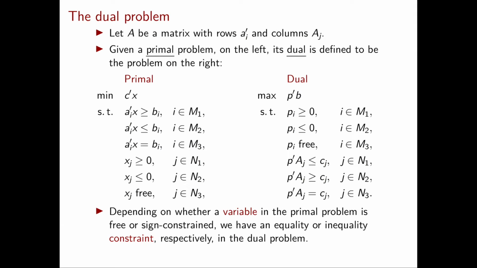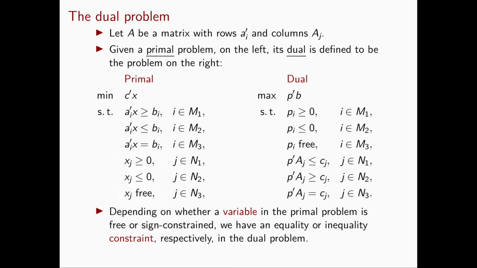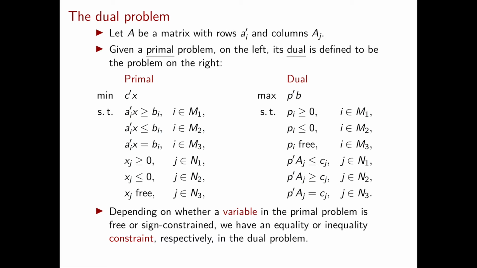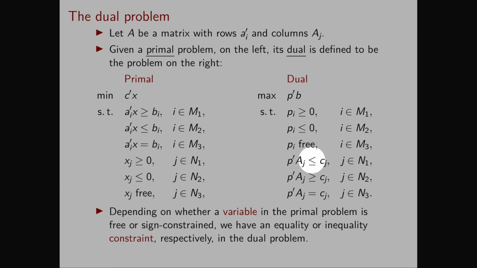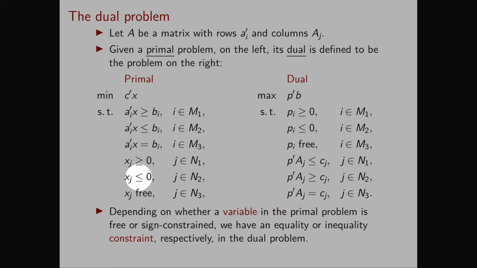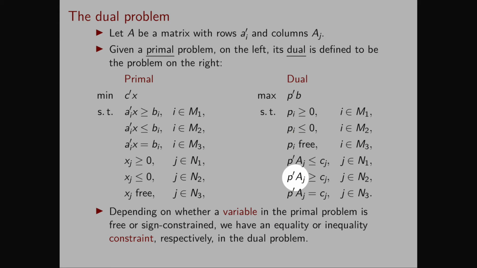The last thing we need to discuss in the definition of the dual are the non-positive variables in the primal. These variables behave symmetrically to the non-negative variables. So while the non-negative variables gave rise to inequalities of the form less than or equal to in the dual, the non-positive variables give rise in the dual to inequality constraints of the form greater than or equal to. In particular, for every non-positive variable x_j in the primal, in the dual we have the constraint p transposed a_j greater than or equal to c_j.